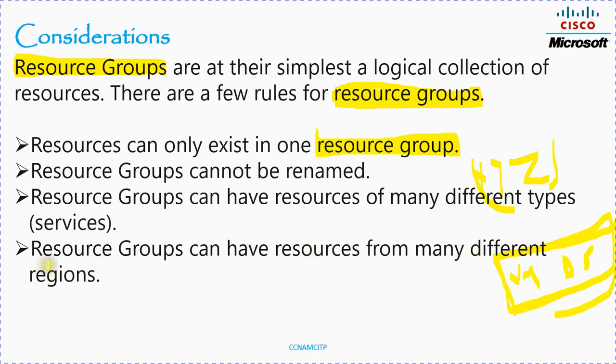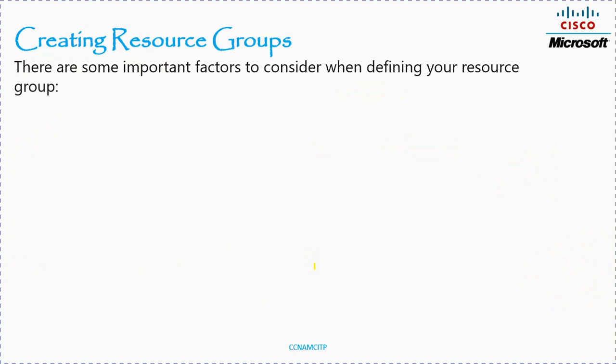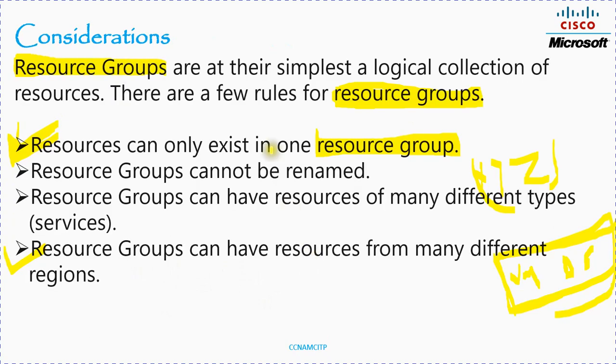Whatever I can remember, I had two questions from this topic in the AZ-900 examination, this and this. That is why I'm telling you it is very important and you should make a note. It was a true or false question: a resource group can have resources from many different regions. I had to give yes or no. So make a note of this. These are the considerations we have to take care of and follow. These two are very important.